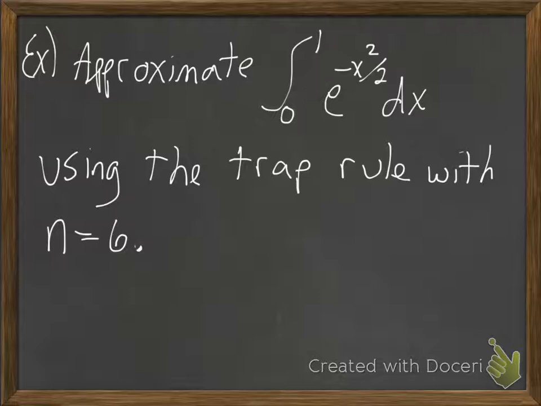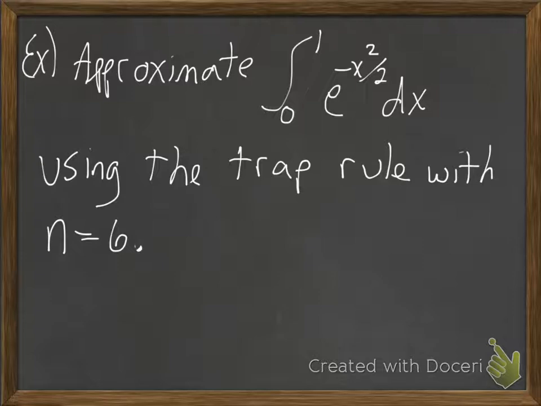Now in our second example with the trapezoid rule, we want to approximate the integral from 0 to 1 of e to the negative x squared over 2 dx. Okay, now this is actually one that we cannot find an antiderivative for. Try as you might, you will not find an antiderivative for e to the negative x squared over 2. So we have to use an approximation method.